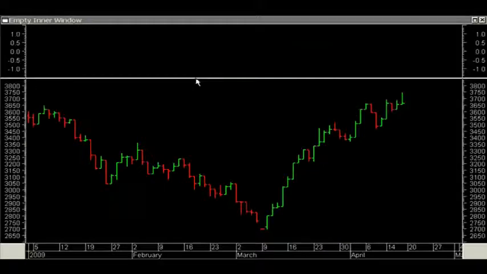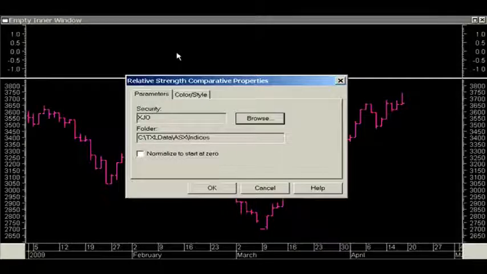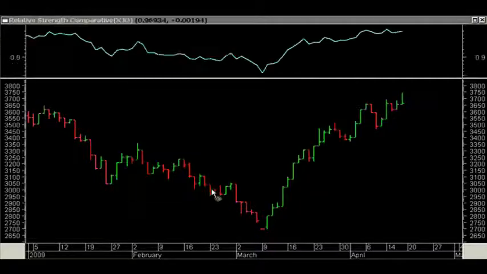If I apply it to this chart, I can compare the financial sector with another index or another item. In this particular case, I'm going to compare it to the XJO, which is our ASX or S&P ASX 200 index. And we now have a line which represents the relationship between the financial sector and the general market sector.